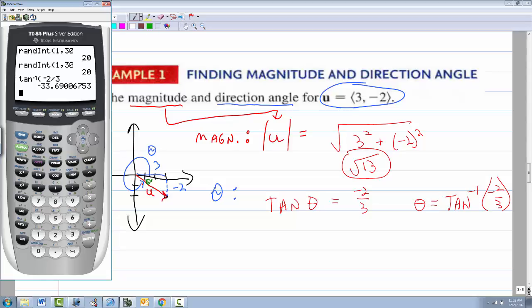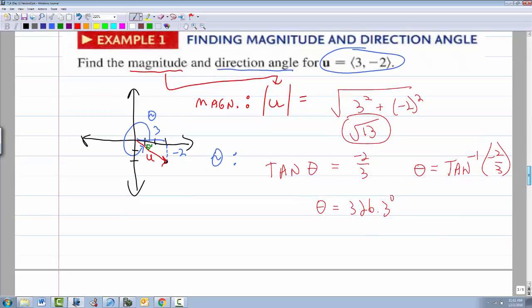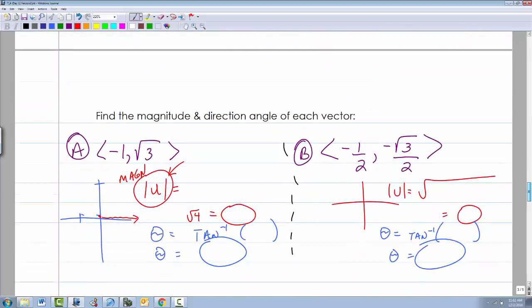So what's the simple math that I have to do to get this answer? Add 360. Why just add? Because it's already negative, but I heard someone say 360 minus. You're right, but you know what I mean. So it's 326, what you want to write. 326.3. Simple, basic trigonometry.